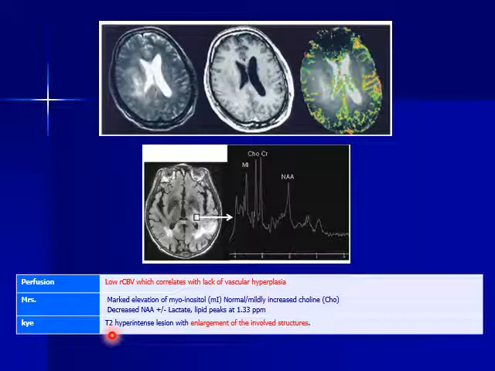The key is T2 hyperintensity lesion with enlargement of the involved structures in elderly with multiple lobe involvement, in addition to basal ganglia, thalami, and brainstem affection.